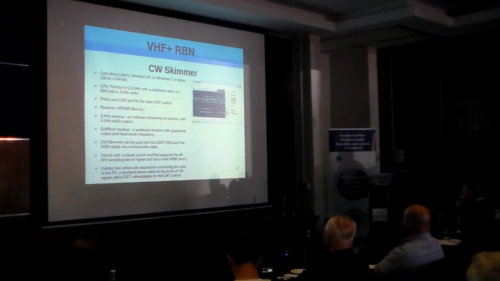The CW Skimmer, some information on that, runs on Windows. So you would need a Raspberry Pi and an SDR dongle, which is your receiver side of it, and then it feeds the data to a Windows machine, which then does all the processing and everything else.